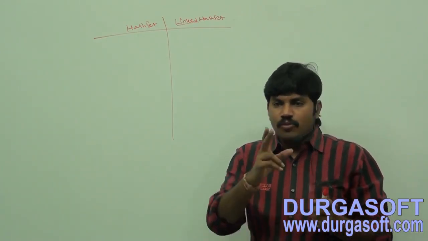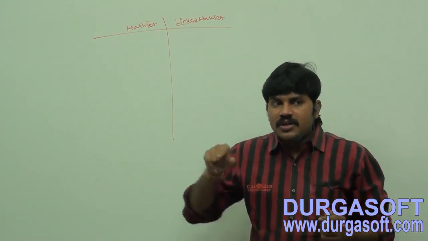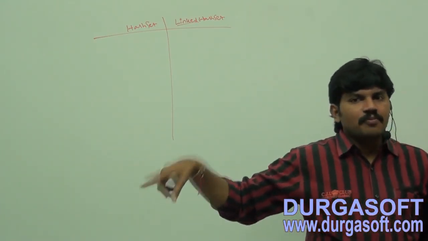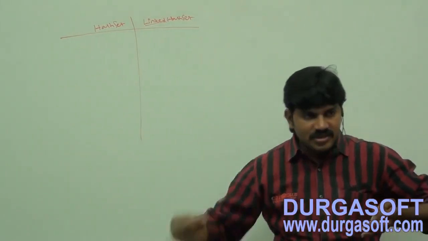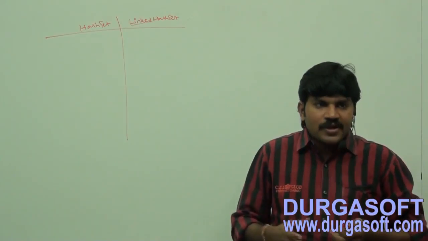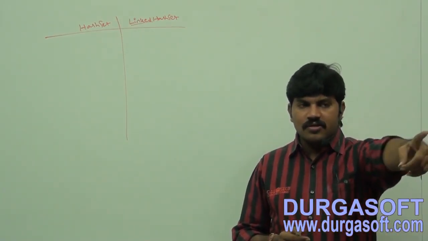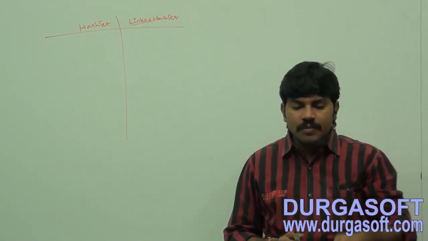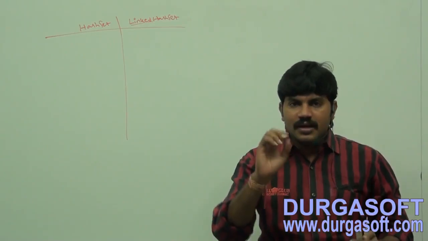So set properties: duplicates are not allowed, but insertion order not preserved. List property is insertion order preserved, duplicates are allowed. Mixed thing I want. List and set mixed properties I want. Something like duplicates are not allowed, but insertion order must be preserved. That is nothing but mixed. Then we should go for linked hash set.